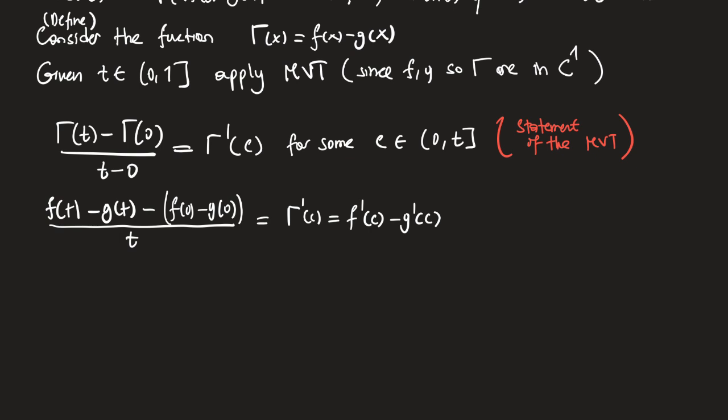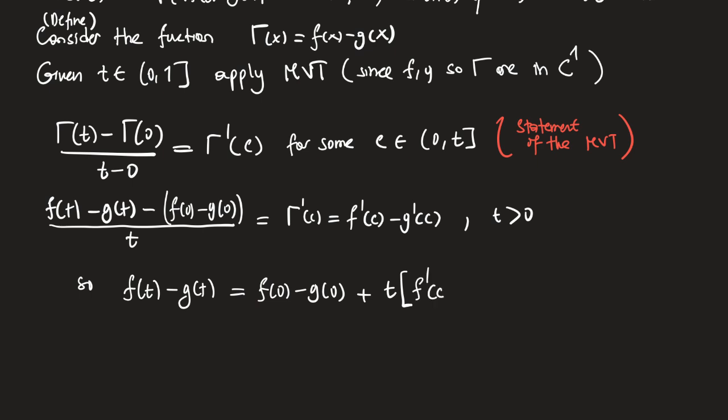Now this t is positive, bigger than 0. Of course it cannot be 0 because we are dividing by it. So t is positive, and we can do this cross multiplication. So we have f(t) minus g(t) is equal to f(0) minus g(0), I just put this in the right hand side, plus t times (f prime c minus g prime c).